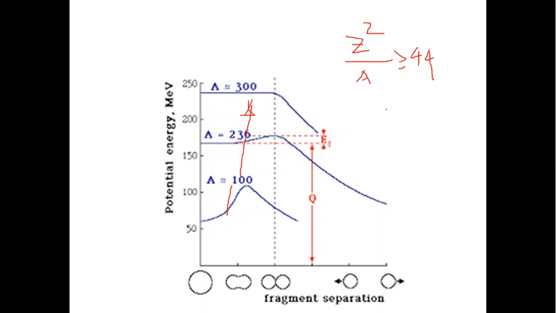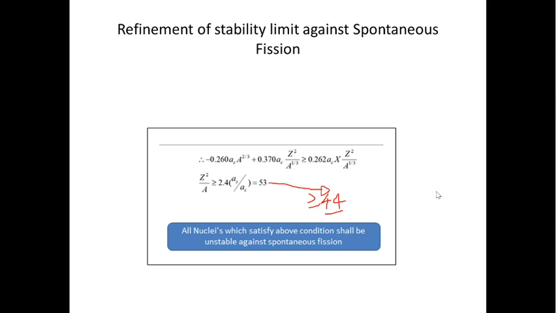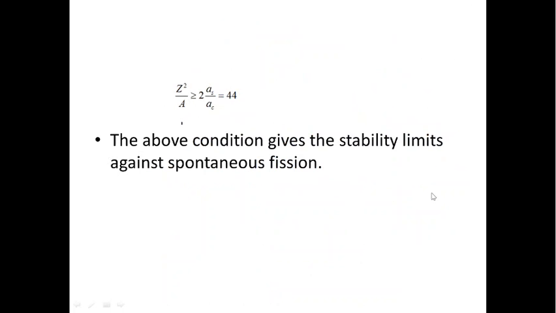But we had seen that any element with Z square upon A greater than or equal to 15 is a fissionable candidate, right? It can undergo fission, but it cannot happen spontaneously because of the barrier, right?